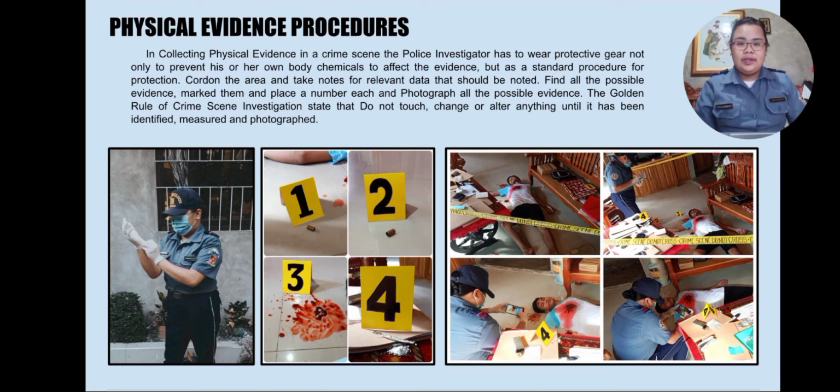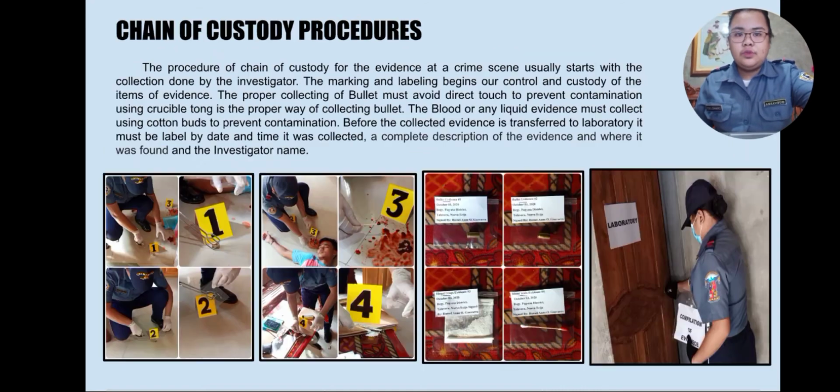So, cordon the area and take notes for relevant data that should be noted. So, dito daw po kailangan daw natin mag-note taking. So, find all the possible evidence, mark them, and place a number on each, and photograph all the possible evidence. The golden rule of crime scene investigation states that do not touch, change, or alter anything until it has been identified, measured, and photographed. So, let's proceed to the chain of custody procedure.